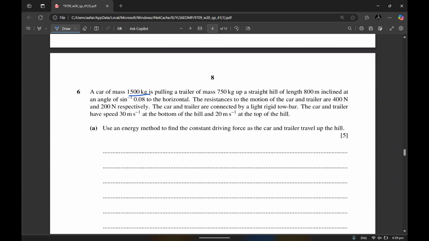A car of mass 1500 kg pulling a trailer of mass 1050 kg up a hill of length 800 meter. Okay, so since we were in the pattern forward.